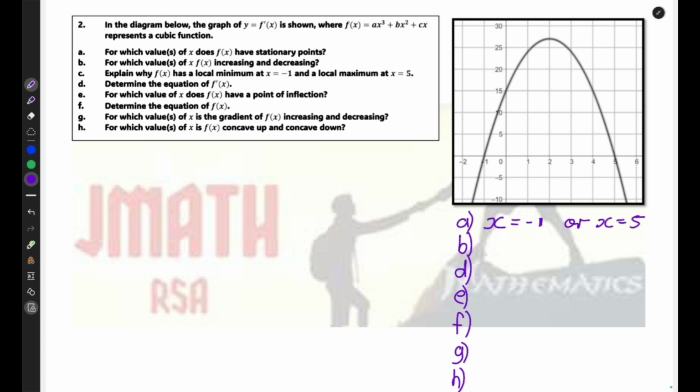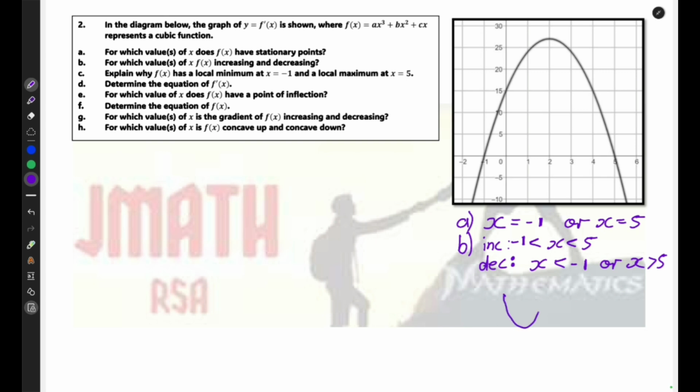Question B. For which values of x is f(x) increasing and decreasing? When the parabola is above the line, the original would be increasing. And when the parabola is below the line, the original would be decreasing. So I can say it increases when x lies between -1 and 5. It decreases when x is less than -1 or when x is greater than 5. So it decreases twice and it increases once, meaning it would be a shape like that. But we're going ahead of ourselves.